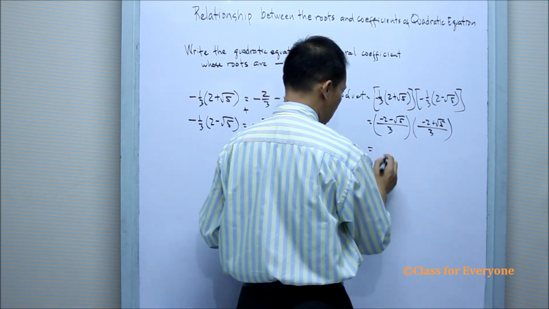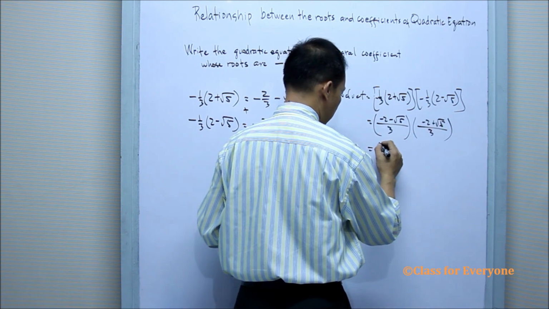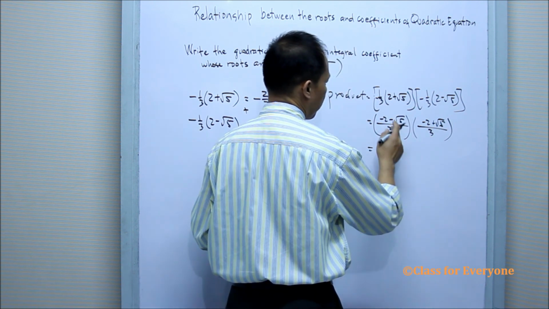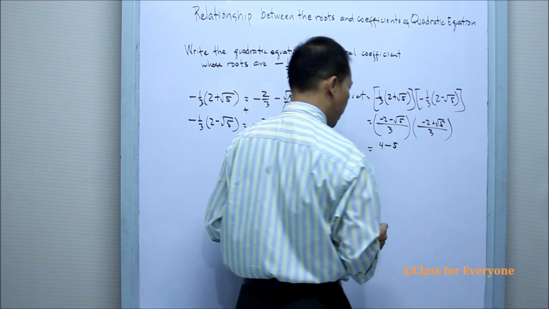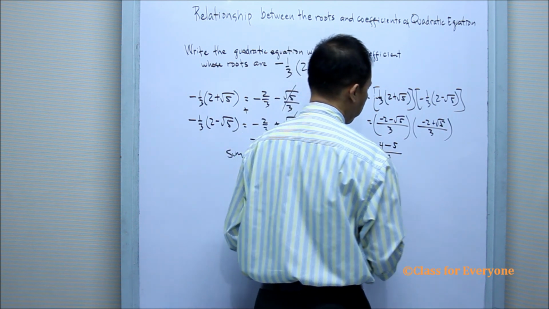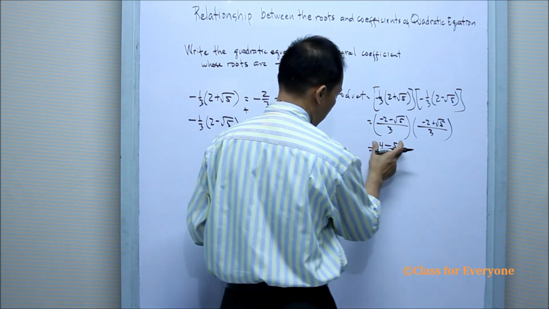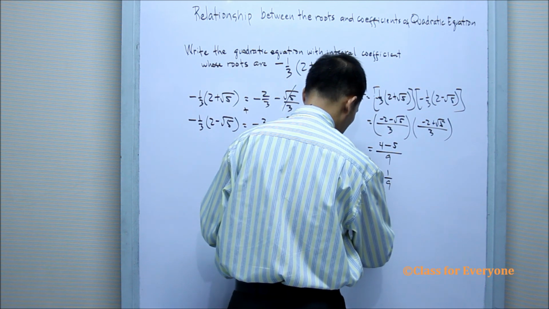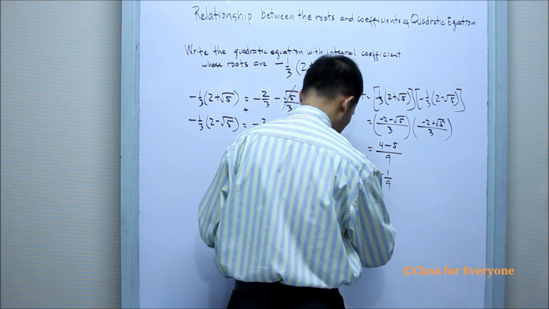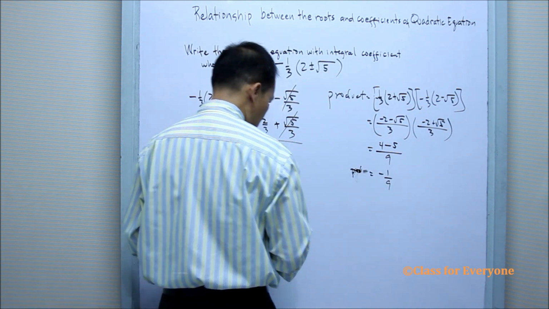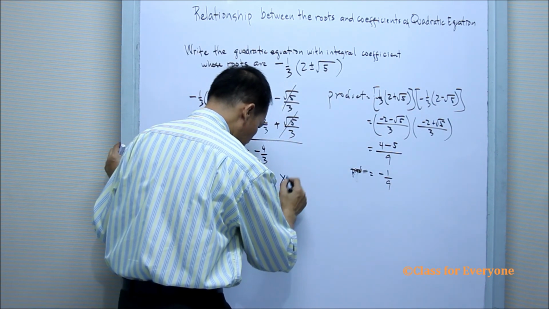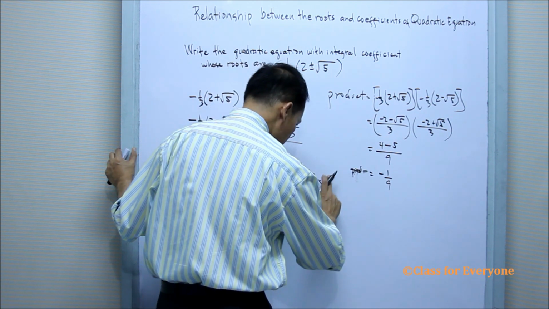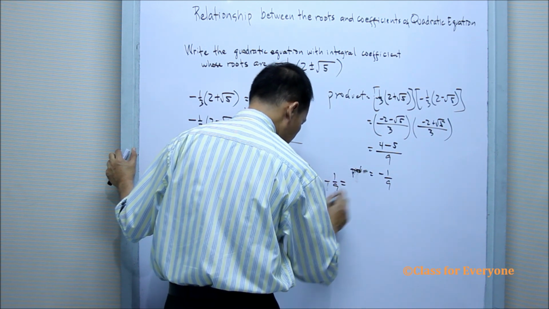Using the FOIL method, I will now have in the numerator positive 4 and then negative, negative, positive. That will give me negative 5 all over 9. Now, I can still simplify this as negative 1 over 9 for my product. So, by substitution, I now have x squared minus 4 over 3x minus 1 over 9 equals 0.